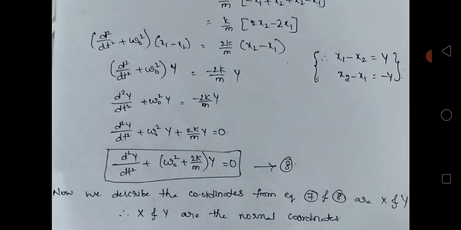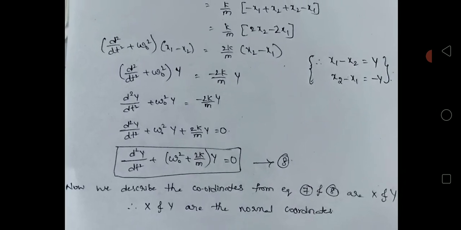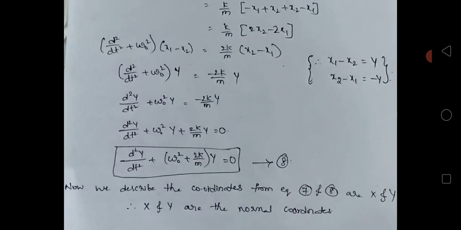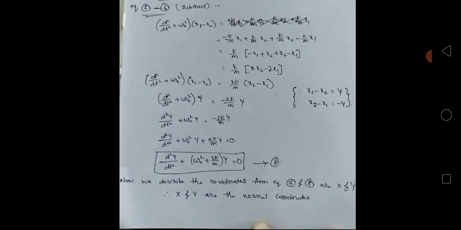Next we have to write d square y by dt square plus omega naught square plus 2k by m into y is equal to 0. So here in the last equation x is the coordinate and here y is the coordinate. This is equation number 8. Now we describe the coordinates from equations 7 and 8 as x and y. So therefore x and y are the normal coordinates. What are the normal coordinates here? x and y.